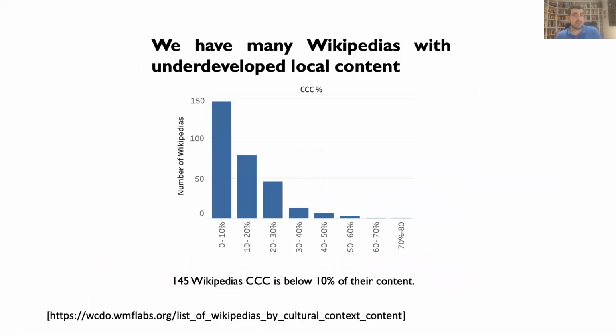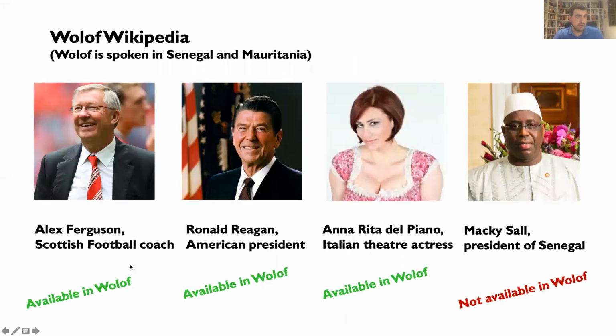Even though the top CCC articles are very useful to export articles, to share articles across language editions, it's true that many language editions have their local content very underdeveloped. In fact, 140 of them have less than 10% of their content dedicated to local content. For example, the African language Wolof, which is a language indigenous to Senegal, has articles on the football coach Alex Ferguson, the American president Ronald Reagan, the Italian actress Anna-Rita Del Piano, but not an article on their current president of Senegal, Macky Sall.